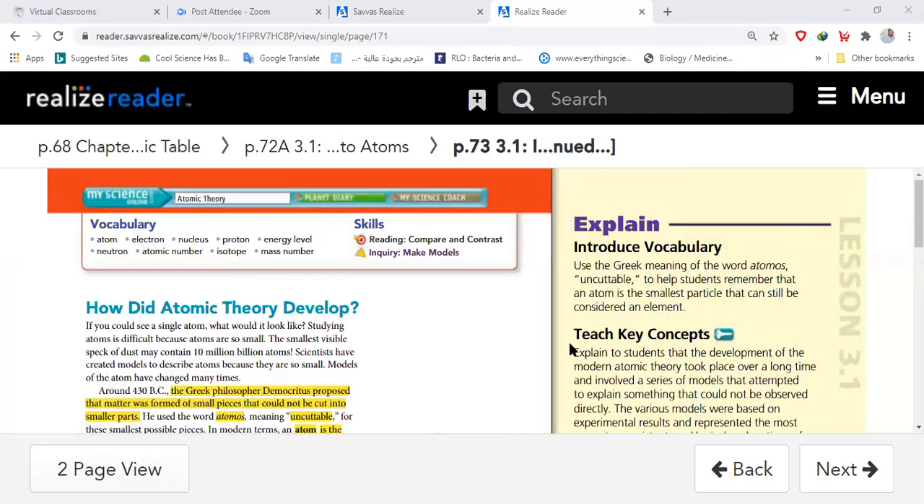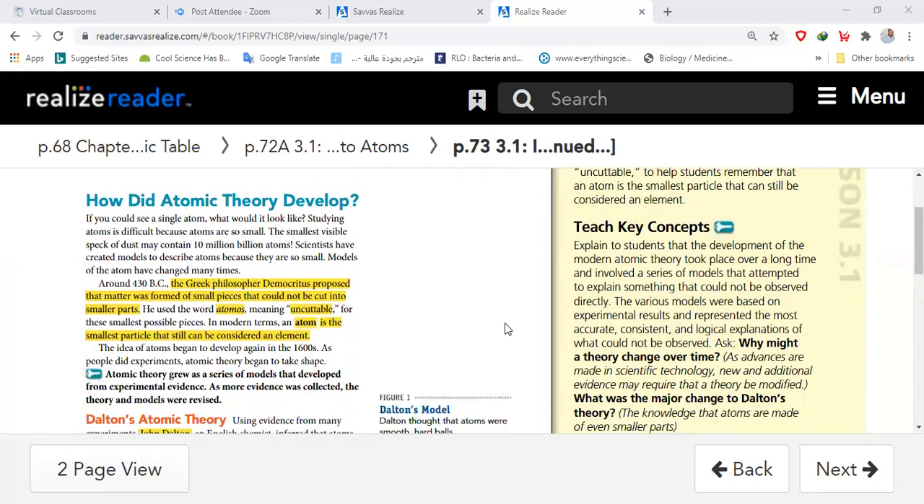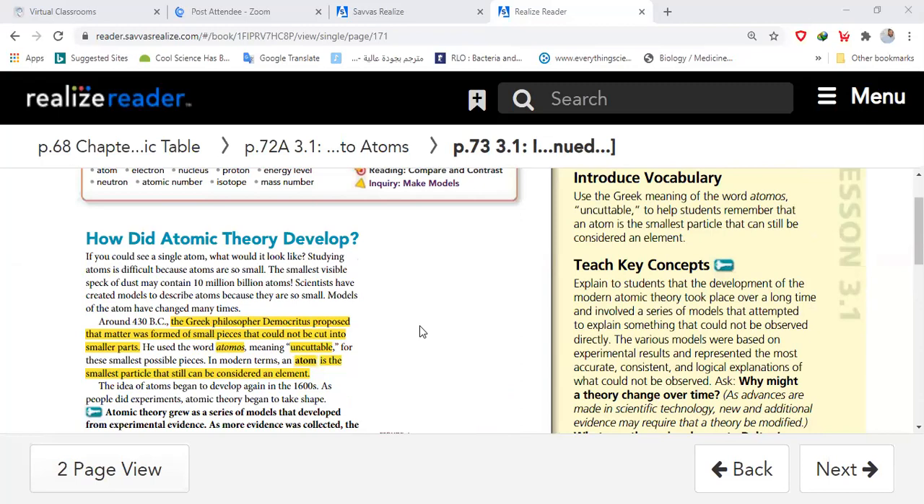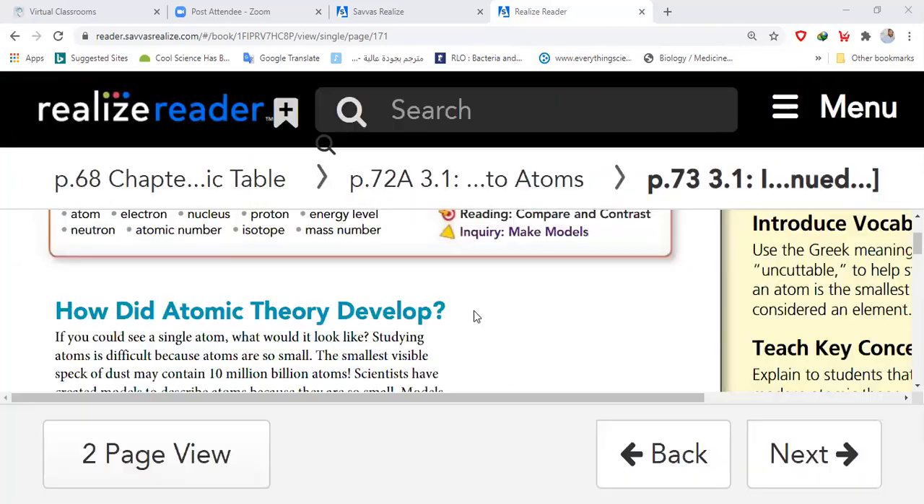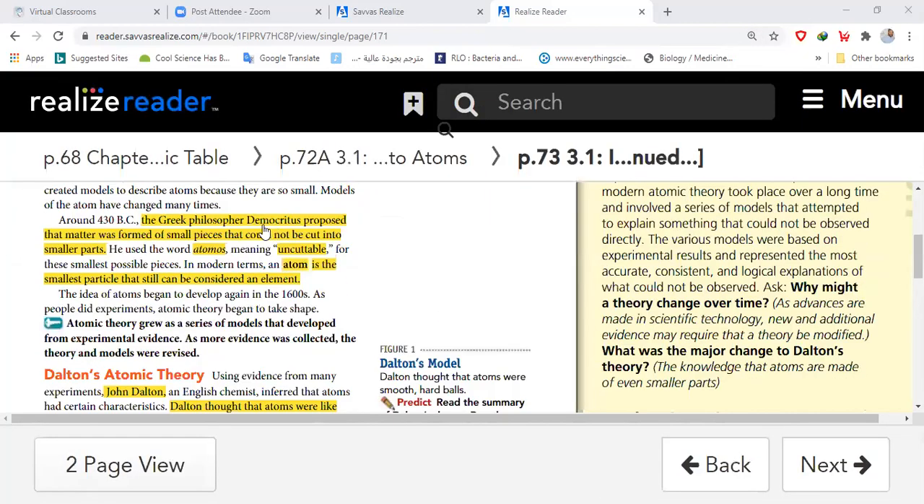So in this lesson, we are speaking about the atomic theory. How did the atomic theory develop? We said yesterday that the first man to speak about the atom was the Greek philosopher Democritus, and he named the atom, atomos. What is the meaning of atomos? Atomos means uncut, uncuttable, okay?